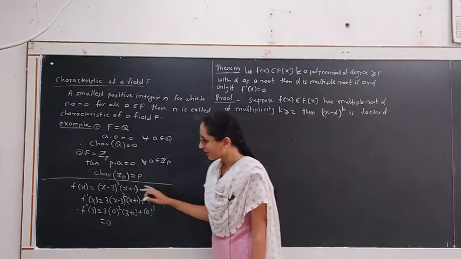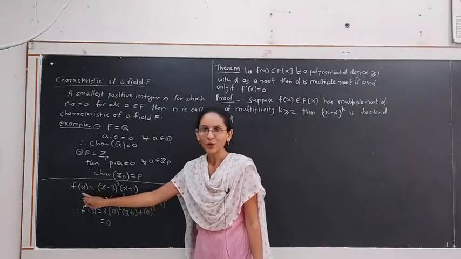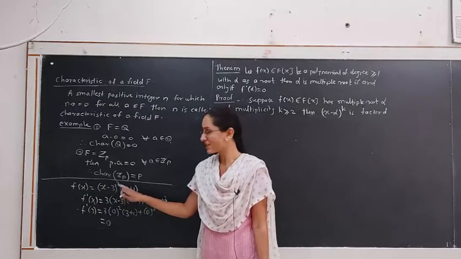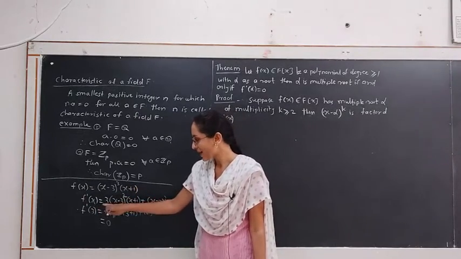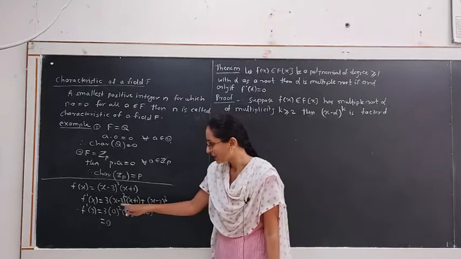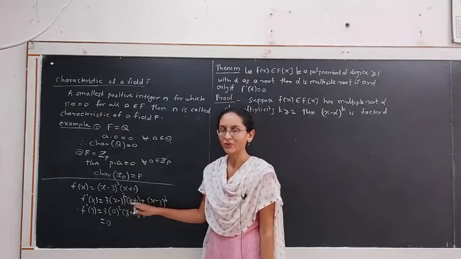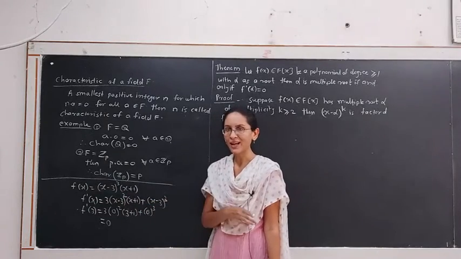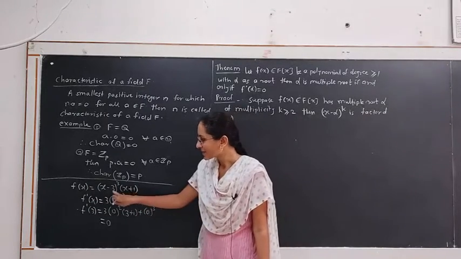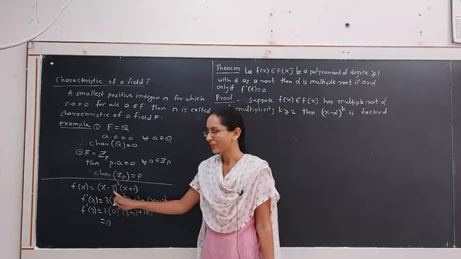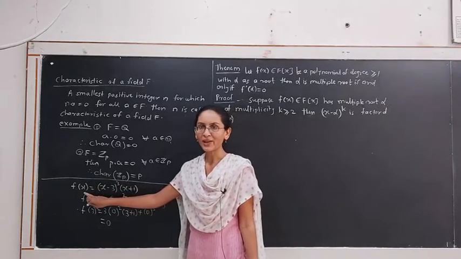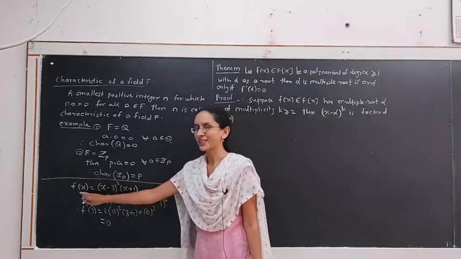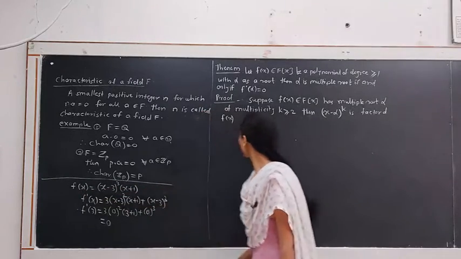See, in this example, 3 is a multiple root of the polynomial f(x). The multiplicity of the root 3 in this f(x) is 3, because in the linear factorization of f(x), (x minus 3) is repeated 3 times. Hence, the multiplicity of the root x equal to 3 is 3 in this polynomial f(x). Therefore, (x minus 3) raised to 3 is a factor of the polynomial f(x).